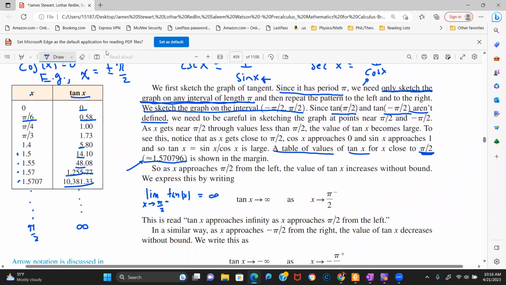Okay, so this table tells us that when we take the limit of the tangent of x, let me make this a little bit neater.